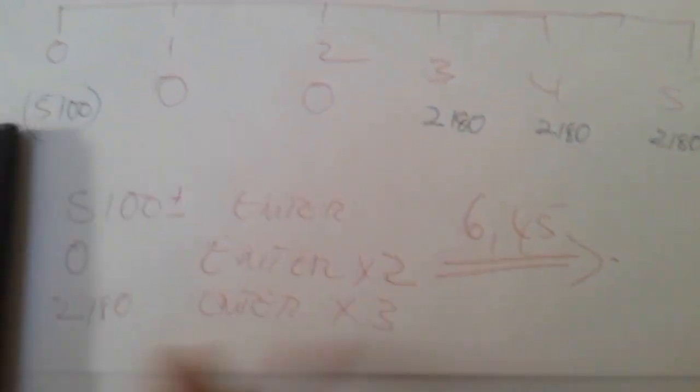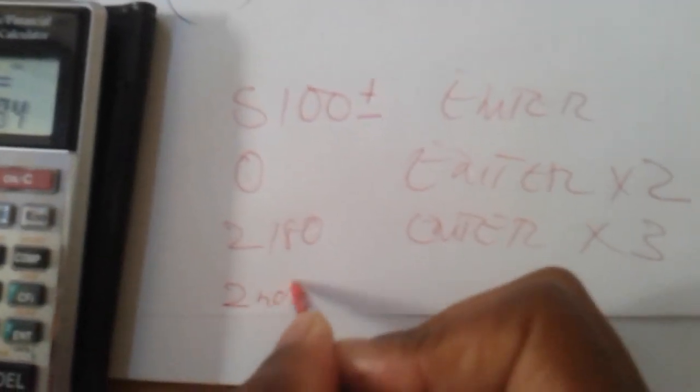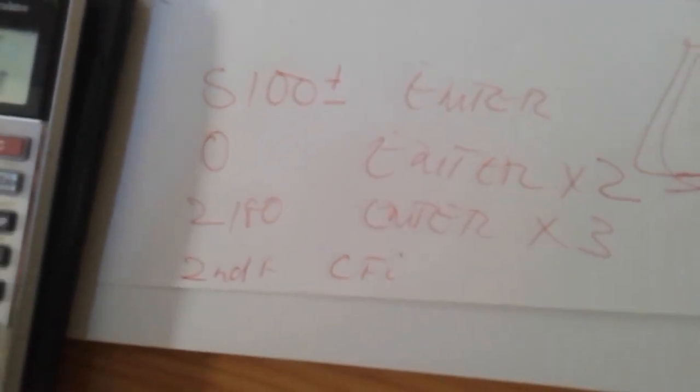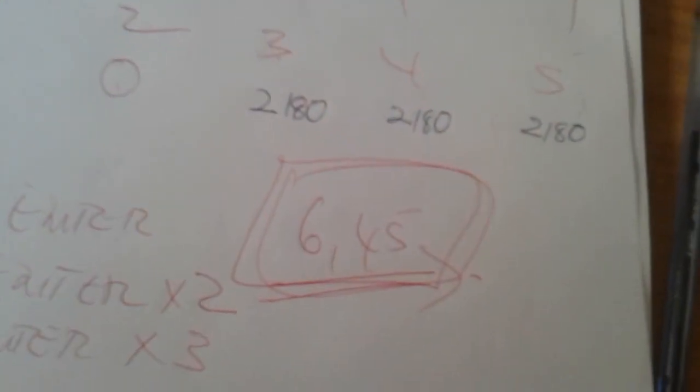There you go. So here, don't forget, second function, CFI. Then you compute and you get this: 6.45, which is again the answer on page 11. Right. Now, quickly, in the last few minutes, let us look at the net present value, which is more or less the same steps. Let's look at page 11.